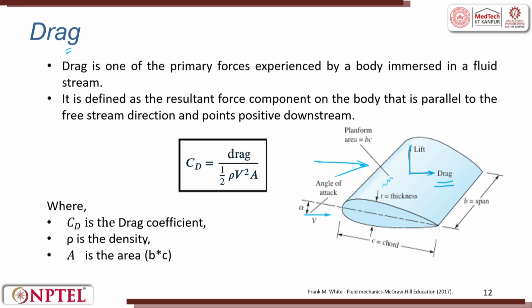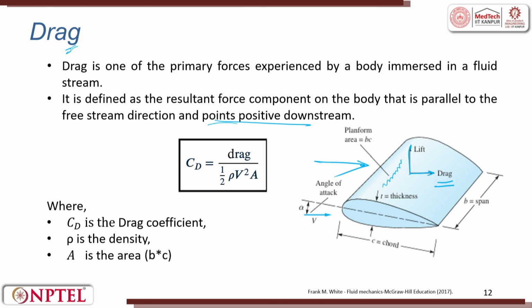So, if you have undulations on this, you might have a lot of air resistance, and if the undulations are very small, then there is a possibility you are breaking the smooth streamline of air. So, you can have it as an advantage. It is defined as the resultant force component on the body that is parallel to the free stream direction and points positive downstream, which is the drag force.